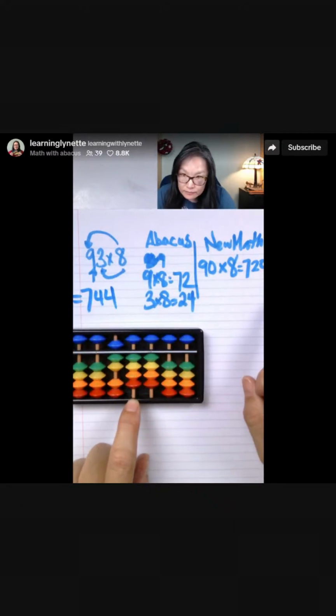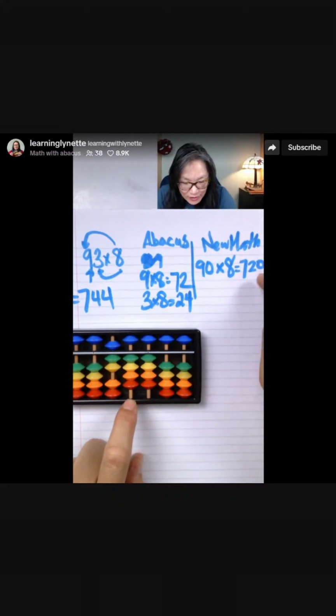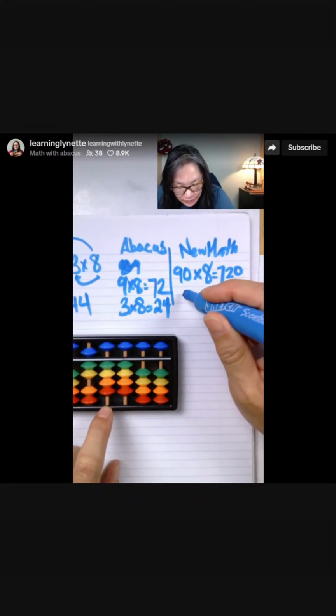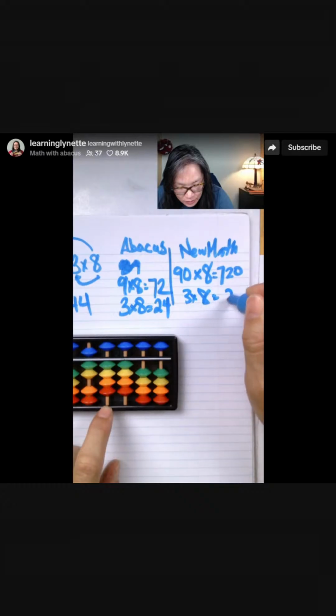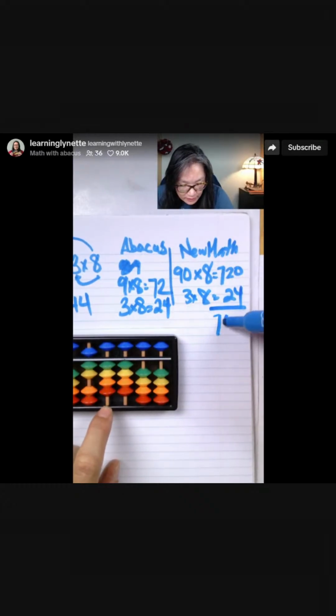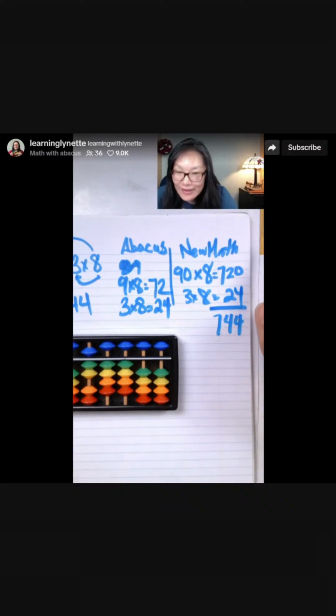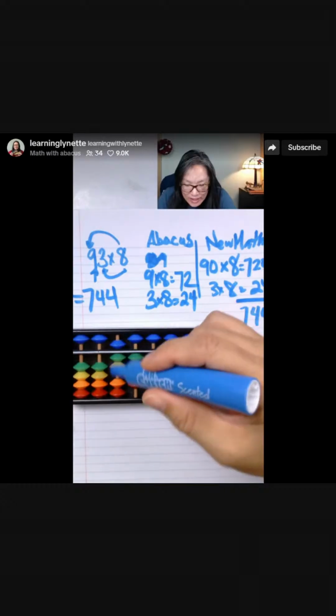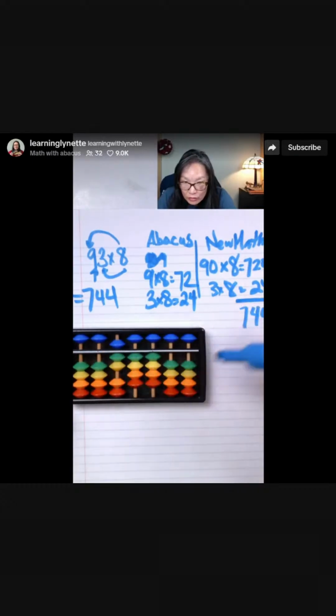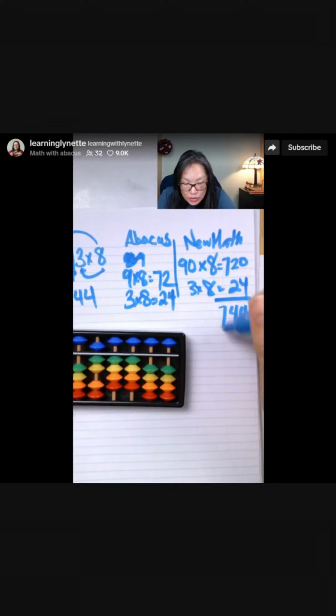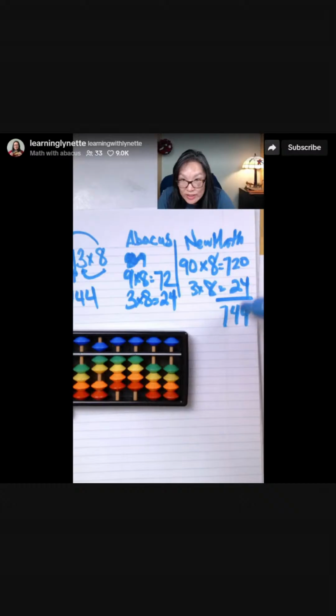Here we would have to do it again. We would have to do 3 times 8 is 24, and then we would have to add it all. 744. But in abacus we do the adding and moving already. Does that make sense? So we do this on the abacus. We don't need to write it out. We just need to know how to do this. We can do another one.